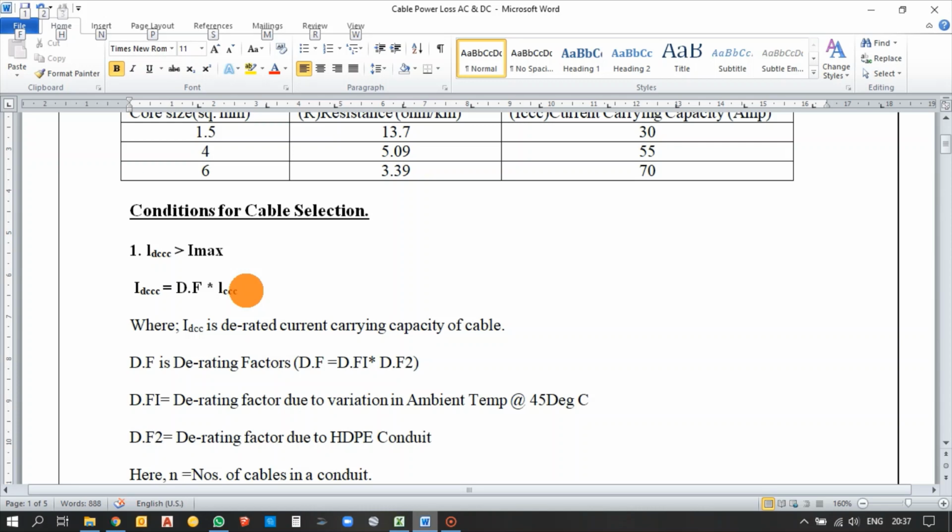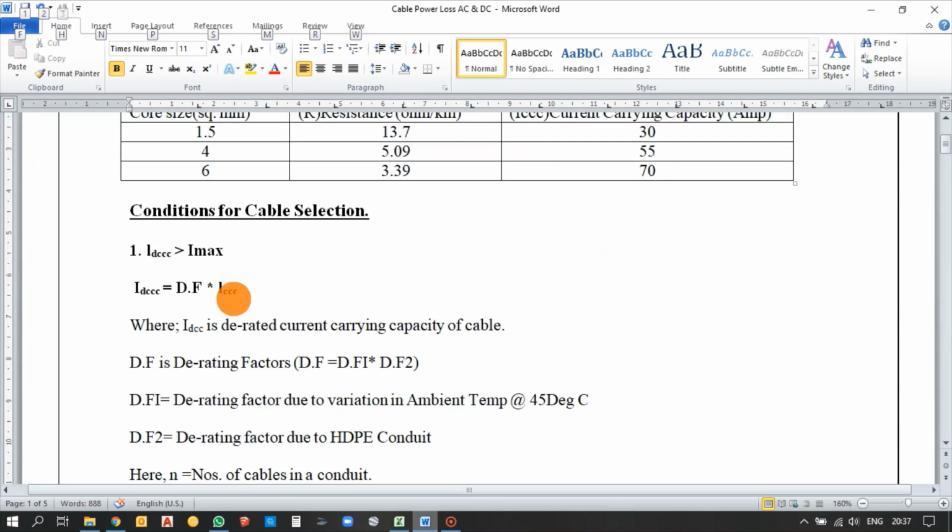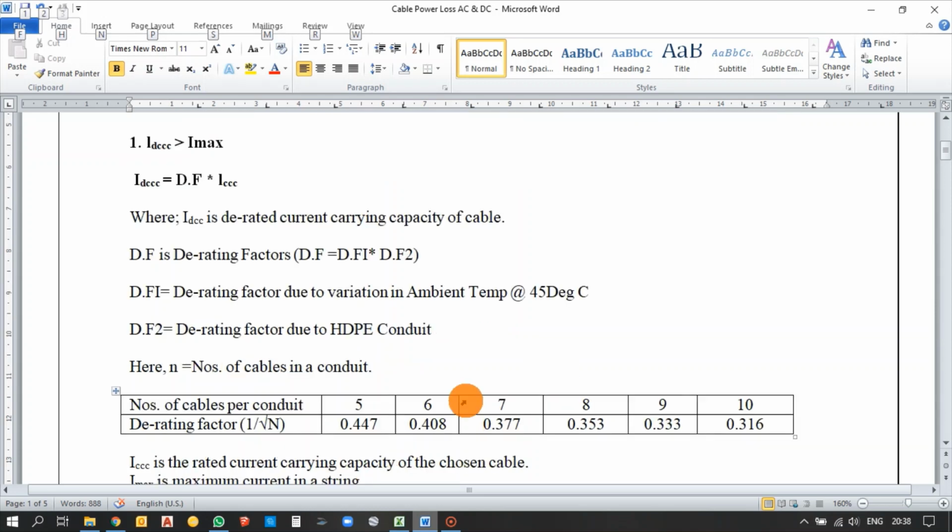We will be taking the current carrying capacity of the cable from the datasheet. So we are taking it here as ICC, and the derating factors for a DC cable are affected by two factors: derating factor 1 and derating factor 2. One is nothing but the ambient temperature. Depending upon the temperature, the derating will get affected. And the second is due to the HDPE conduit. Due to this conduit, the derating factor is affected. Multiplying these factors, we will be getting the derating factor.